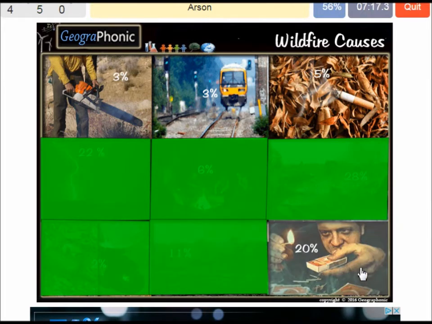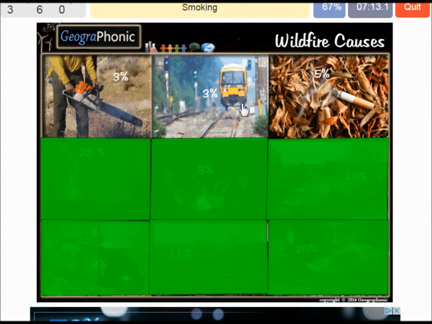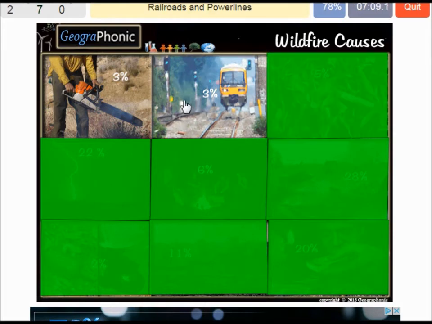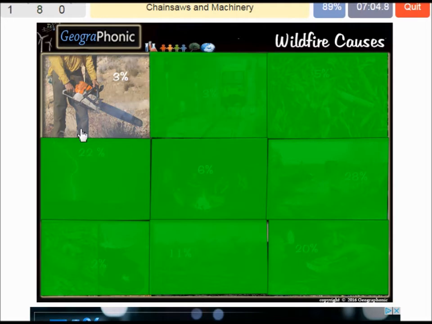20% is arson, so it's quite a lot. Smoking is 5%, railroads and power lines 3%, chainsaws and machinery also 3%.